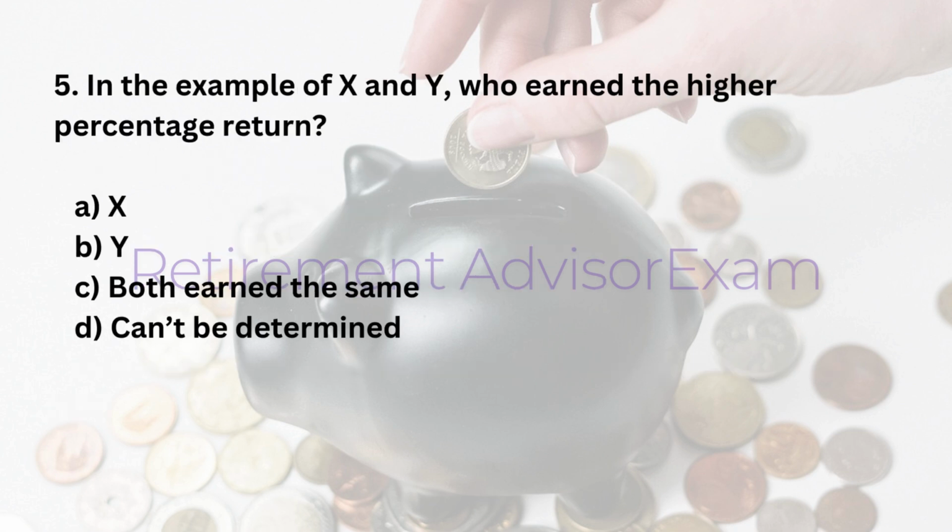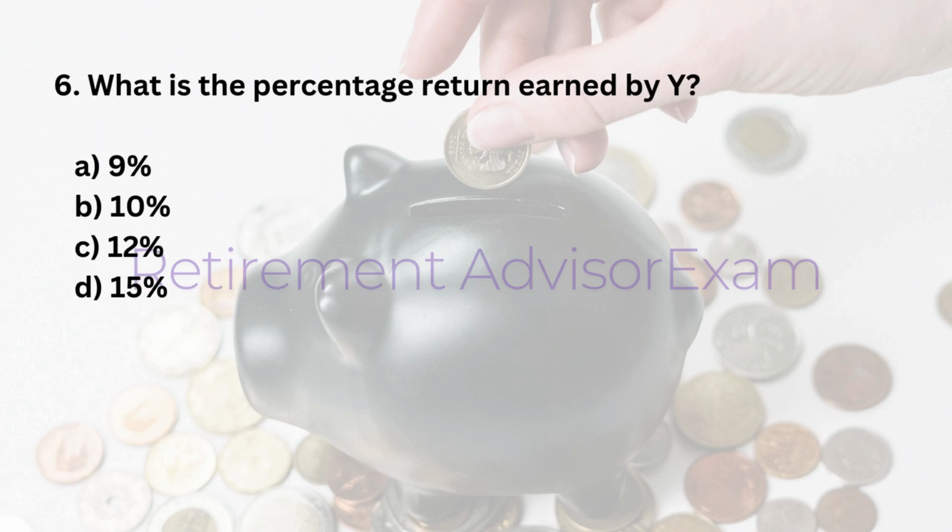5. In the example of X and Y, who earned the higher percentage return? A. X. B. Y. C. Both earned the same. D. Can't be determined. Answer: B. 6. What is the percentage return earned by Y? A. 9%. B. 10%. C. 12%. D. 15%. Answer: B.